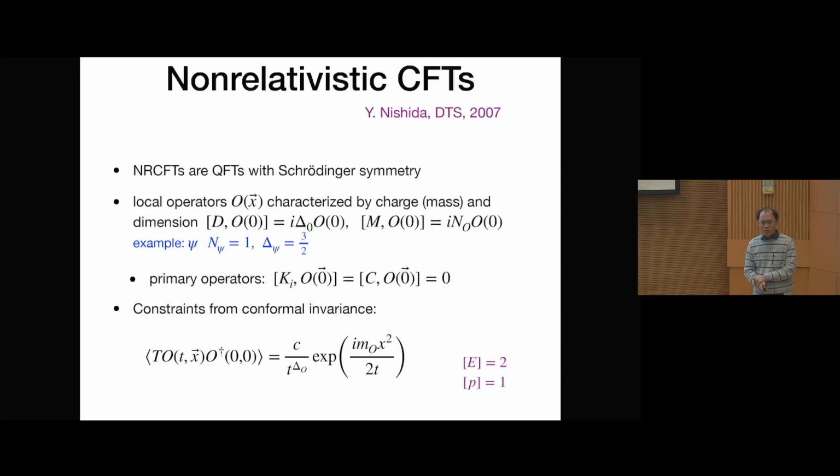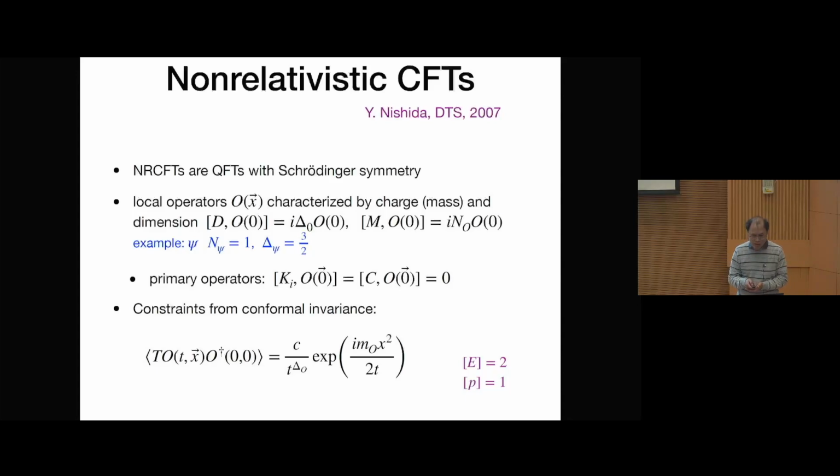So, for example, for the operator psi, the annihilation operator, the dimension of this operator in 3 plus 1 dimensions is 3/2, and its charge is 1, maybe minus 1. This operator, when acting on a state, annihilates a particle, so its charge is minus 1. One can also define the notion of primary operator in the same way as one does in the relativistic case.